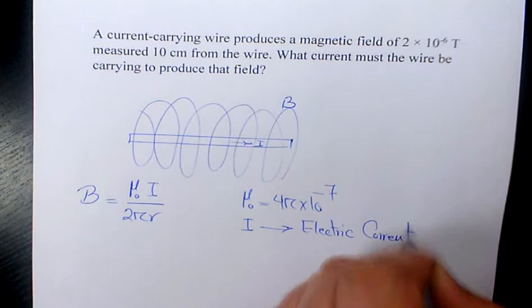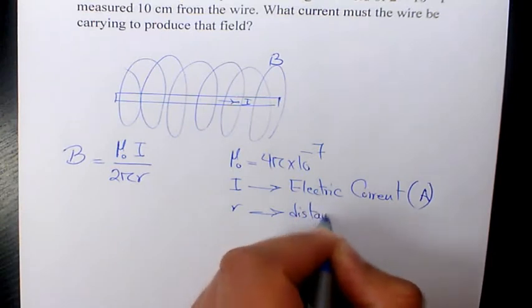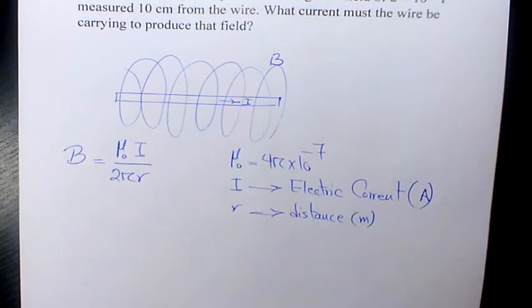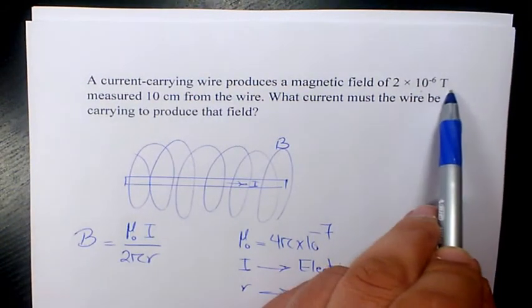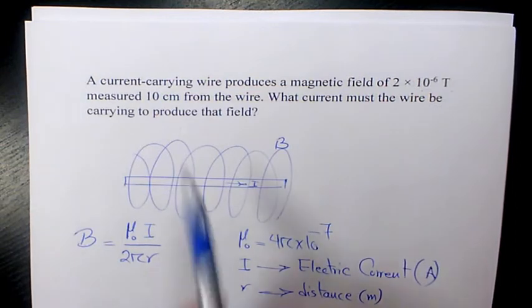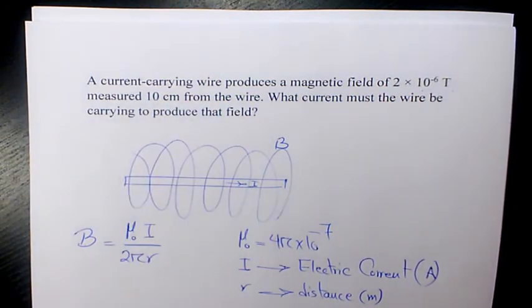in terms of ampere, and r is the distance from the wire in terms of meters. So in this case, B is given, which is 2 times 10 to the power of negative 6 Tesla. r is given, which is the distance from the wire, 10 centimeter. Don't forget that you need to convert it to meters. So 10 divided by 100 is going to be 0.1 meters.